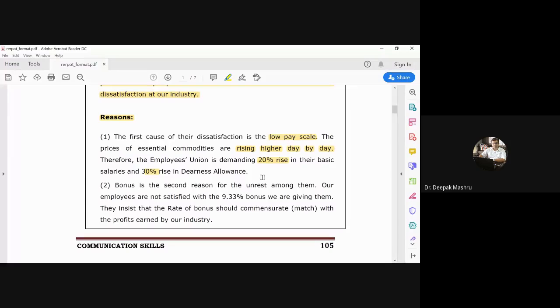Now, every other allowance is based on your basic salary. 20% means if your salary is 15,000, the rise should be 3,000. And 30% in DA allowance means if your DA allowance is 60%, there should be 90%. That is, 90% of 15,000 would be added to that salary. It is a little bit complex calculation, but we'll not go into detail. But when companies come for placement, they'll use the typical terms CTC and take-home. CTC is cost to the company, the total package, the gross salary, and take-home is your net salary that comes into your hand.